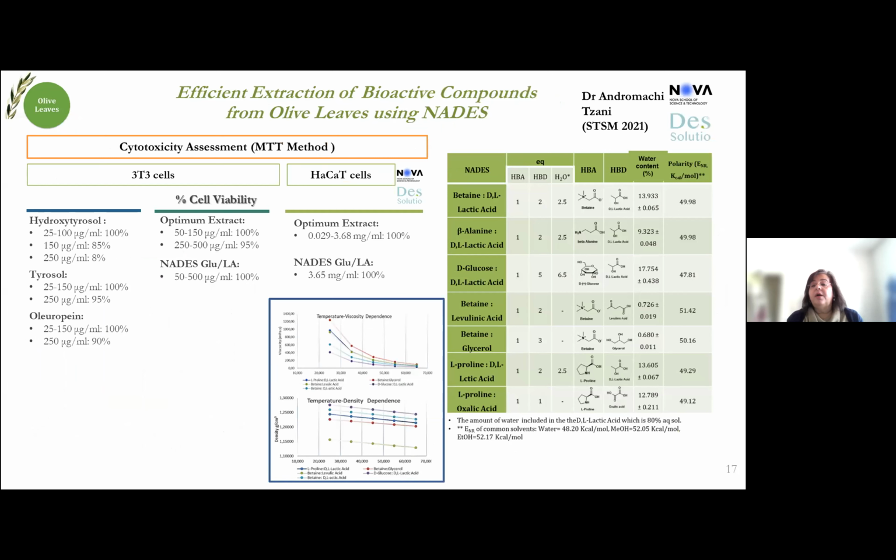So the NADES, as well as the extracts and the pure oleuropein, hydroxytyrosol, and tyrosol, were assessed for their cytotoxicity. And this was partly work done by Dr. Andromachi through her STSM in September 2021 at Nova School of Science and Technology and DES SOLUTIO company.